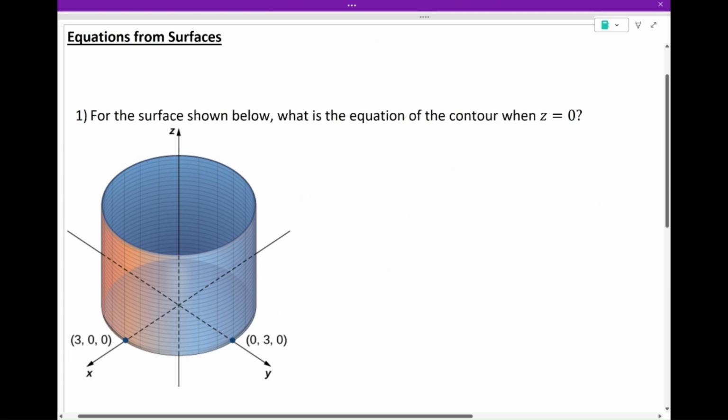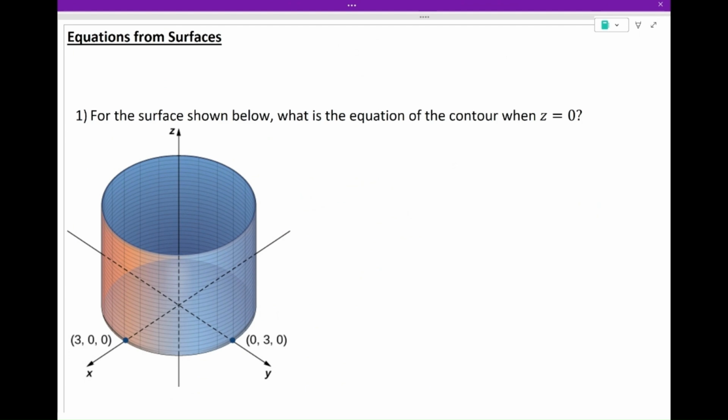In this video, we're going to look at writing the equations of some sections and contours from the surface picture of the graph. We've got a surface shown here, seems to be a sort of cylindrical shape. What is the equation of the contour when z is equal to 0?